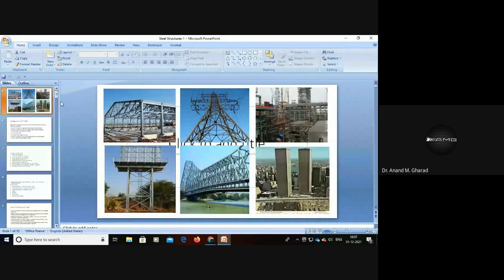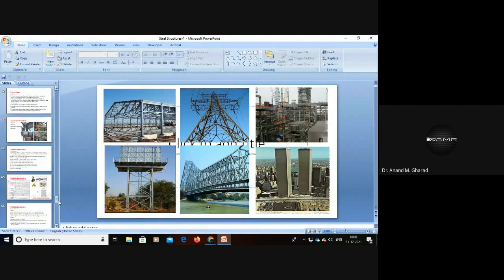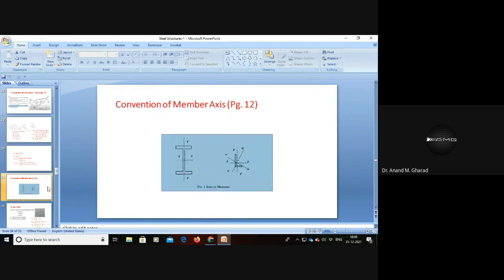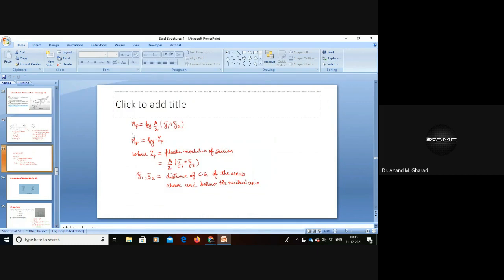So we have seen various steel structures. We have also seen the shapes, the types, classifications, and slowly we have dealt with the shape factor and load factor concept. So this was discussed in the previous lecture. We also came to know what is this Mp value, that is the plastic moment, which is essential to calculate these shape factors as well as the load factor values.